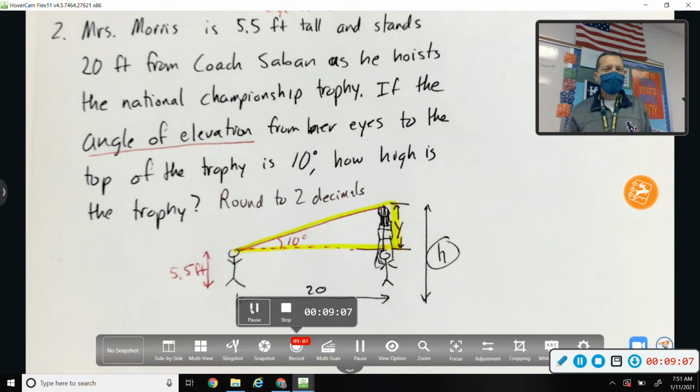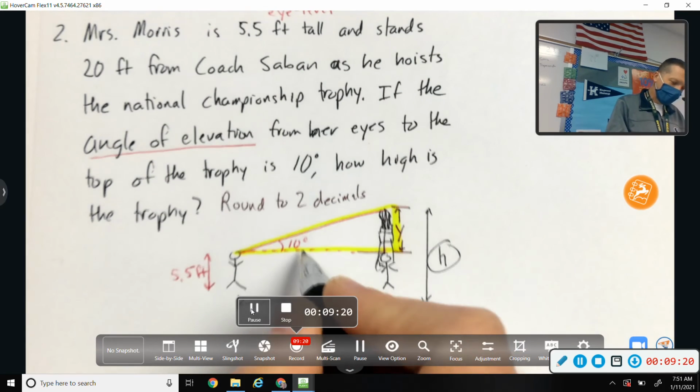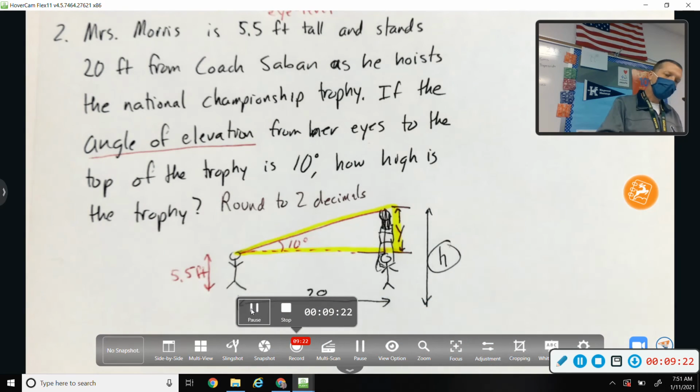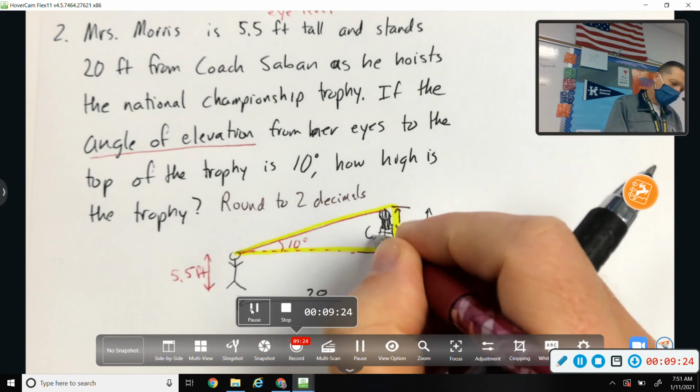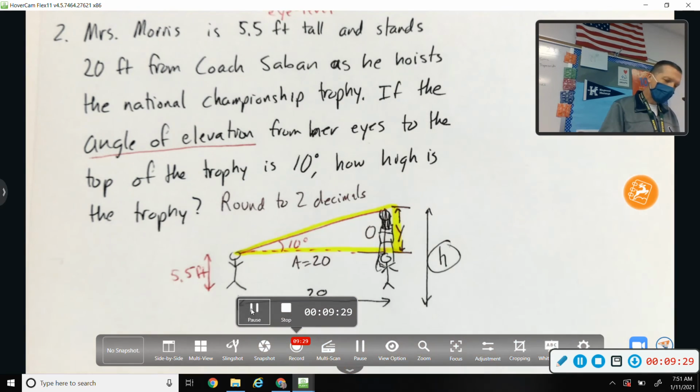All right, so we really want to look at that yellow triangle, because that'll tell us the difference in height between Miss Morris's eye level and the top of the trophy. That's what we're looking for first. We've got an angle of 10 degrees. Opposite that is this side, Y, and the adjacent side is 20. There's also a hypotenuse, but we don't really care about the hypotenuse because that doesn't tell us anything.